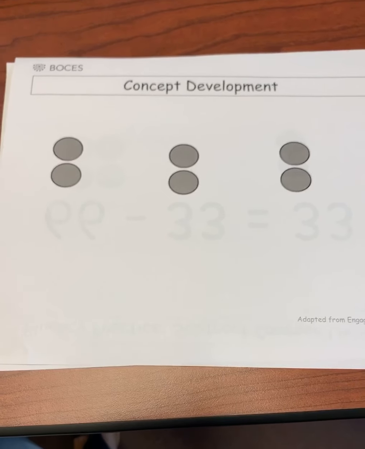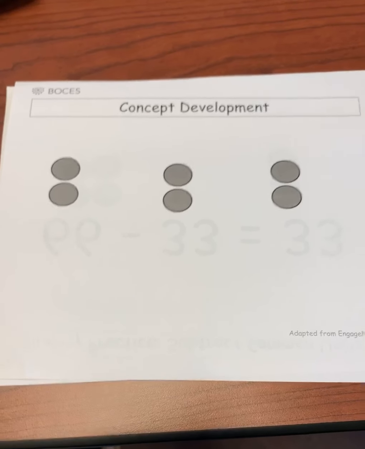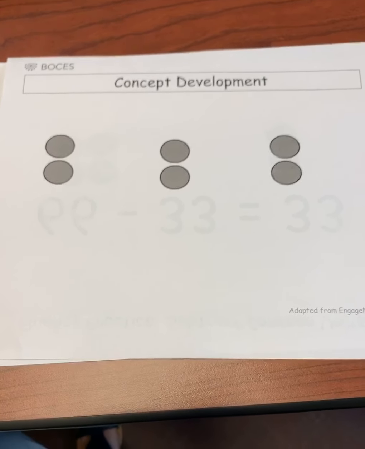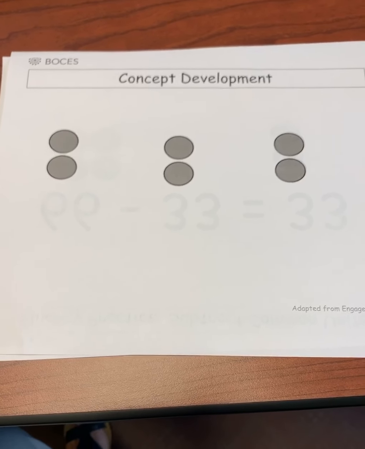So the key for today's lesson is that you understand that in order to multiply, you have to have equal groups of things. If you don't have equal groups of things, you can only add. So for multiplication, we must have equal groups.